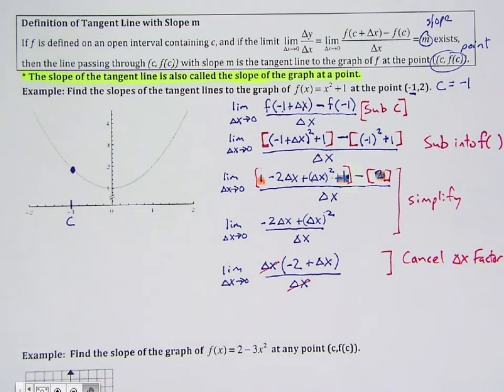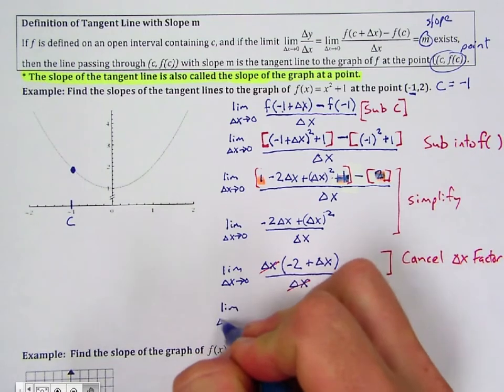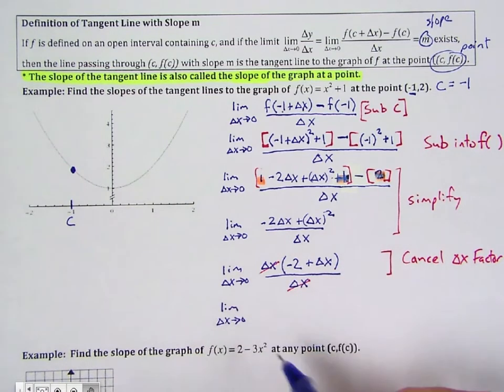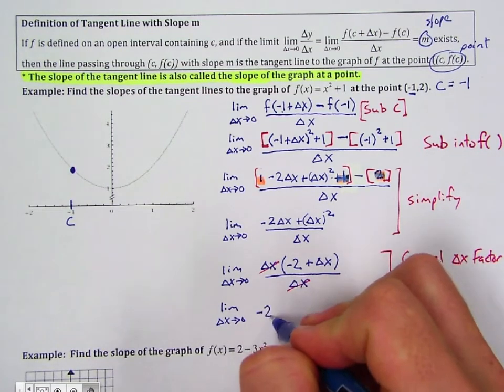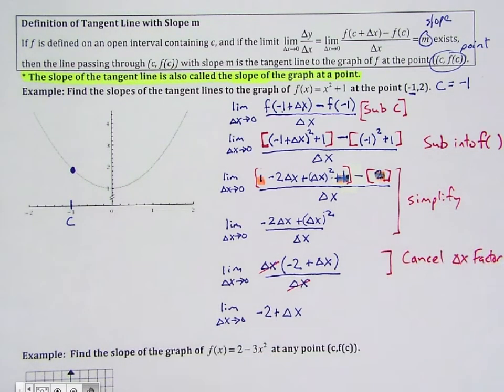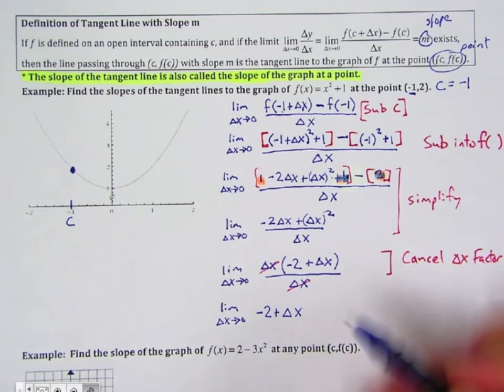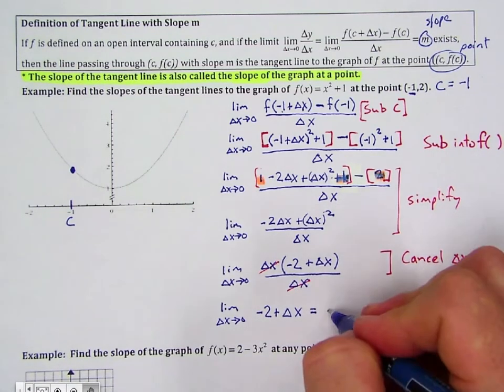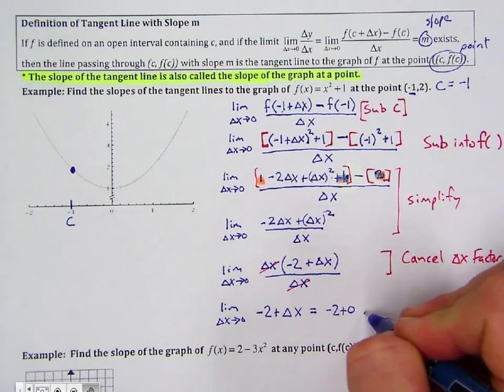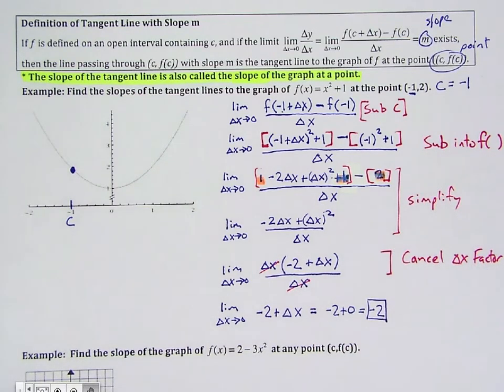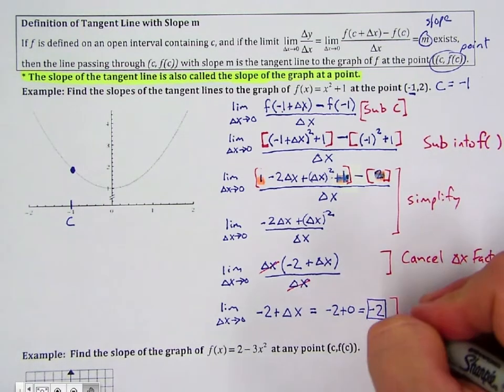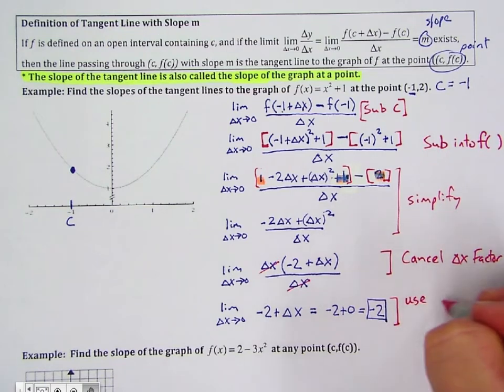So what we're left with now is a limit that we can solve using direct substitution. So the limit as delta x goes to 0 of negative 2 plus delta x. So we just have a polynomial function. We're going to use direct substitution, so we get negative 2 plus 0, and this equals negative 2. Okay, so once you've factored and canceled out your factor, here you want to use direct substitution.